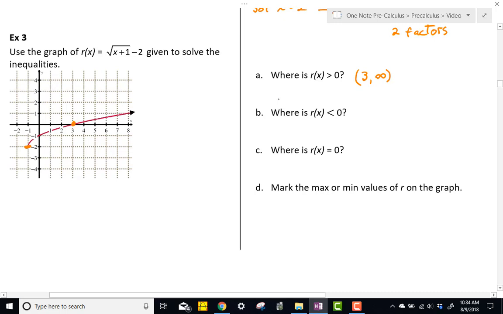Now again, when we talk about intervals, we're talking about some x value on the left, so we'll call that x1, to some x value on the right. When they say given interval, we're talking about x values, some x1 to some x2. Where is r of x less than 0? It's less than 0 starting at -1, and it stops being less than 0 at +3.